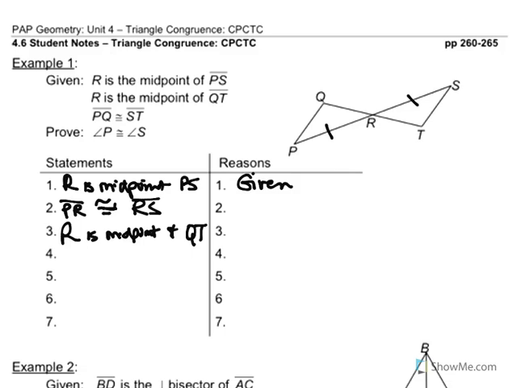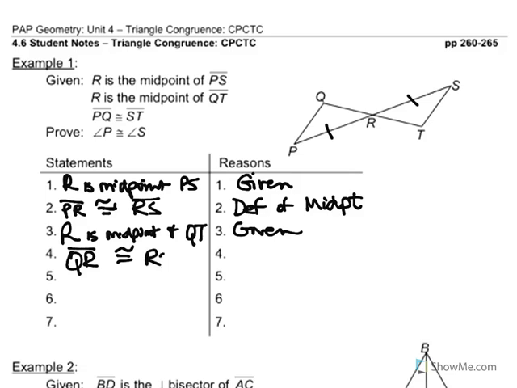And so we can say QR, whoops. You know what, let me back up. For number 2, PR congruent to RS, what are we going to write as our reason? Definition of a midpoint. And then R is midpoint of QT, that's a given. And what do we know as a result of that? QR, line segment, is congruent with RT. Okay, so we'll mark those two up here. And how do we know that? Again, definition of a midpoint.